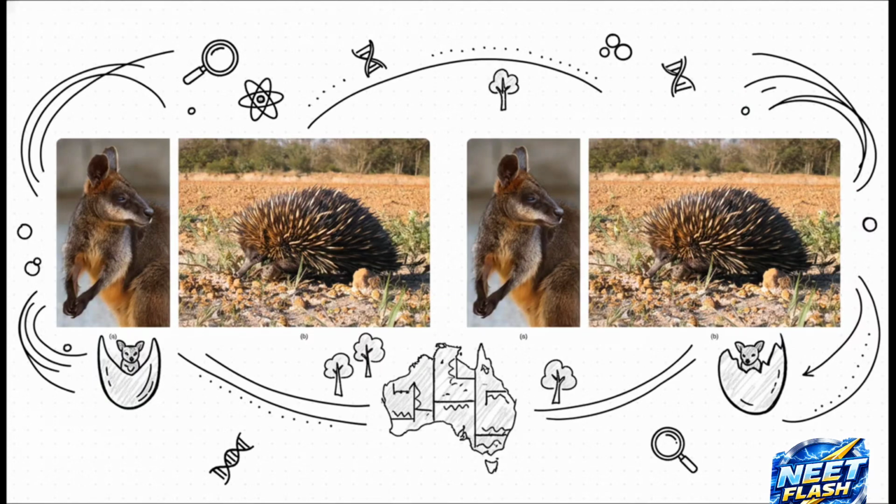And speaking of endemic species, Australia is like the ultimate case study. I mean, look at these 2. On the left, a wallaby, and on the right, an echidna. You've got a mammal with a pouch next to a mammal that lays eggs. When you isolate a whole continent for millions of years, evolution gets really, really creative.